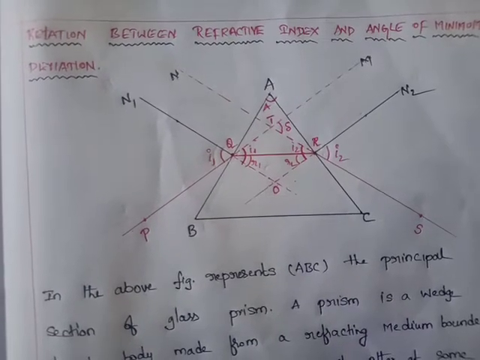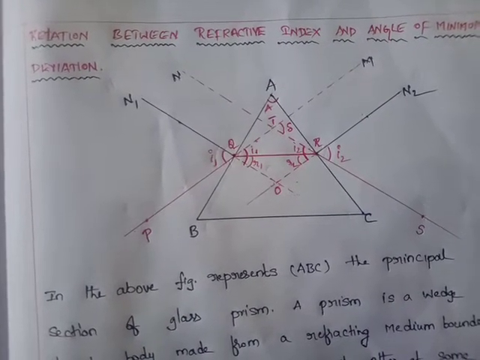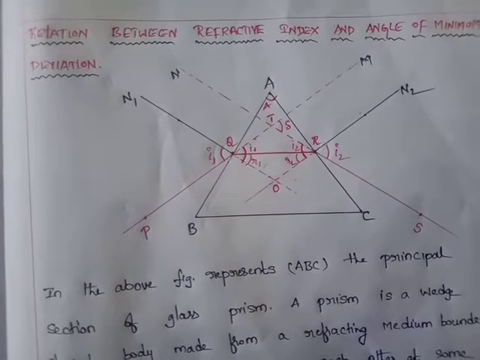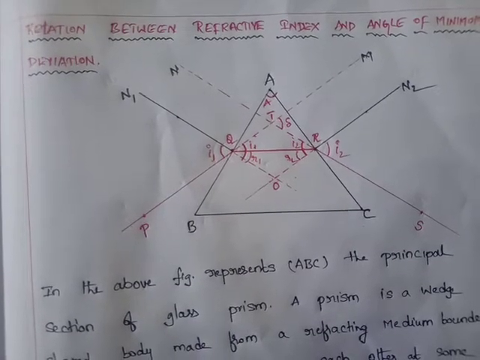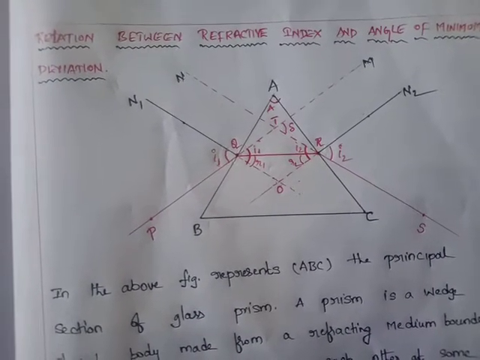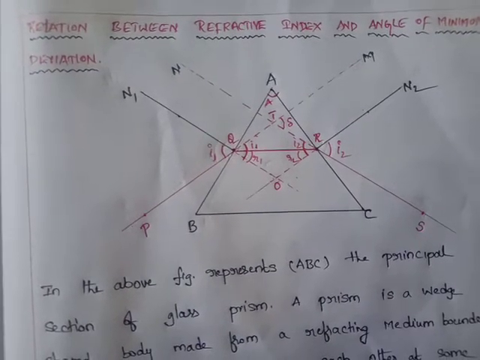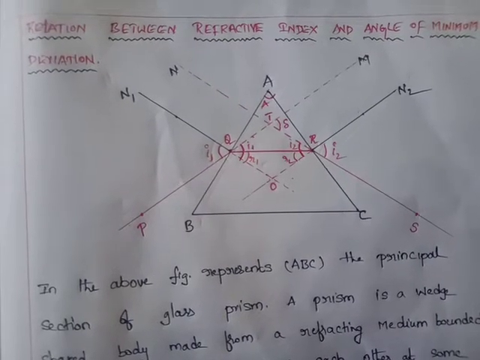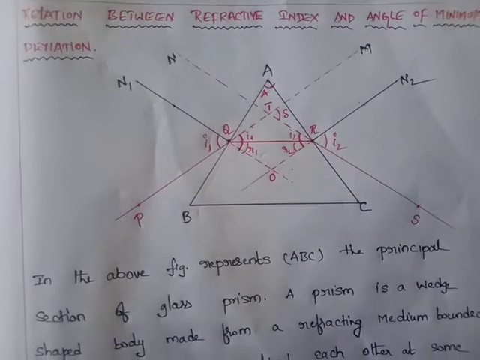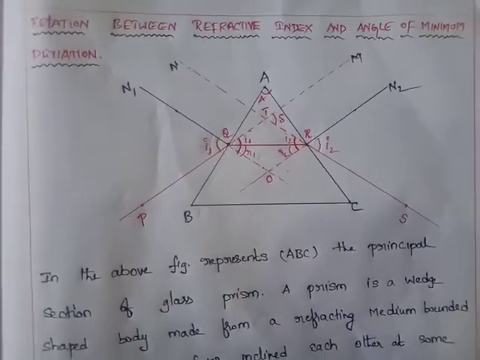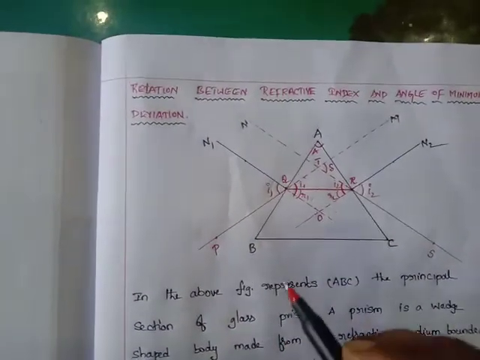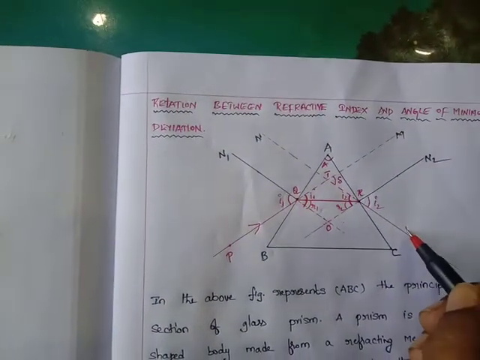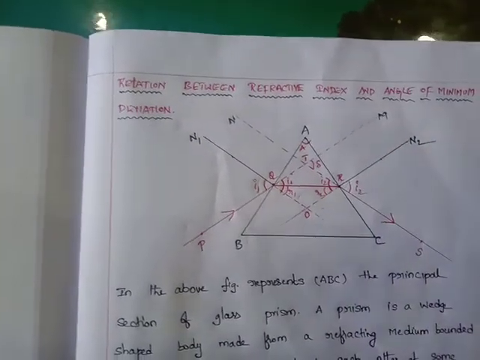Now here QR is parallel to BC. That means the refracted ray is parallel to the base of the prism. RS is the emergent ray, which makes an angle I2 and is away from the normal. Here the arrow marks represent that PQ is towards the normal and RS is away from the normal.